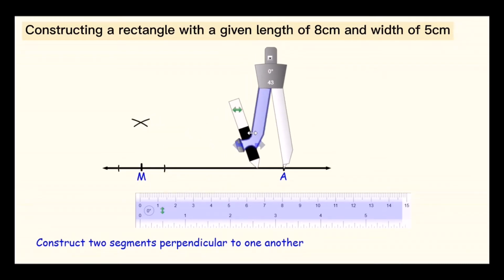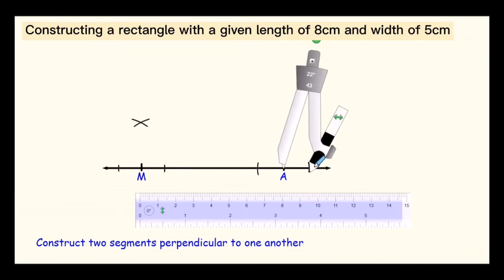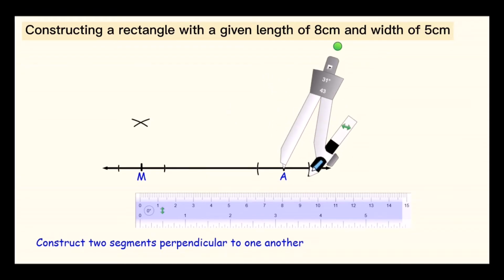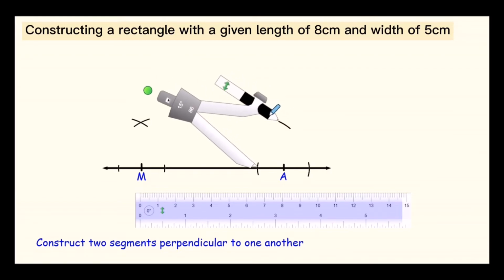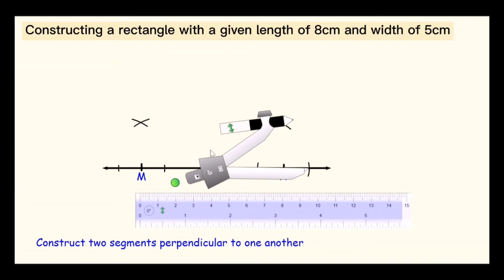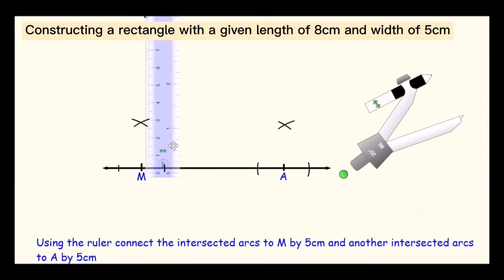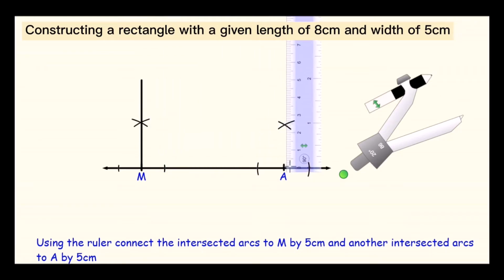Place the compass point at A and adjust compass opening, draw 2 arcs intersecting across the line. From each point of the arc intersecting the line, draw arcs above A. Using a ruler, connect the intersected arcs to M by 5 cm and another intersected arc to A by 5 cm.